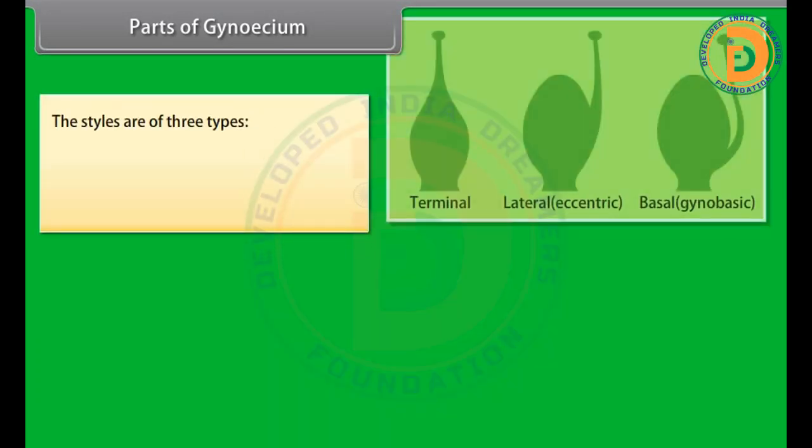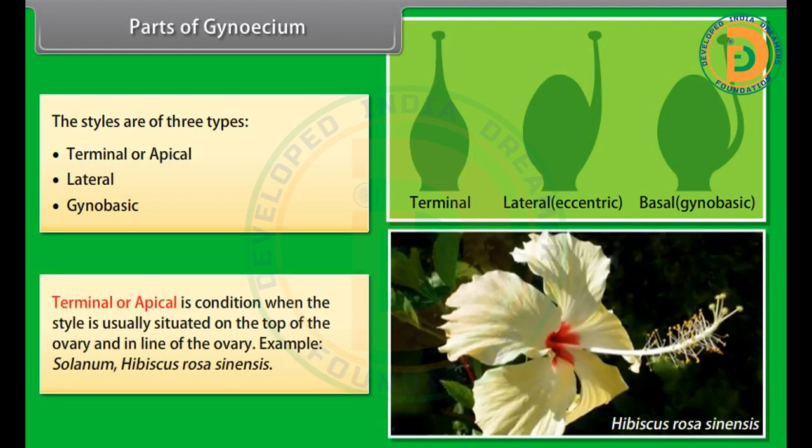The styles are of three types: terminal or apical, lateral, gynobasic. Terminal or apical is the condition when the style is usually situated on the top of the ovary and in line of the ovary. Example, Solanum, Hibiscus rosa-sinensis.